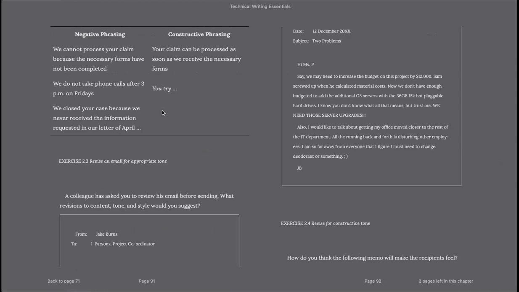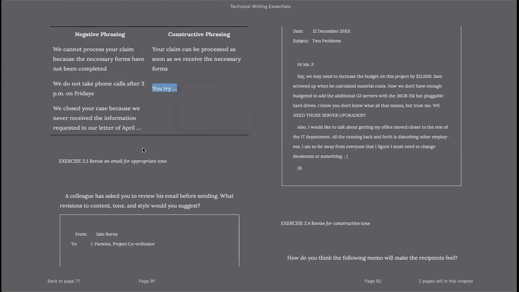Negative phrasing is detrimental, honestly. If I say, for example, "we can't process your claim because the necessary forms have not been completed," it means I'm blaming someone. The constructive phrasing instead would be, "your claim can be processed as soon as we receive the necessary forms." What does it mean? It means you didn't do it, and please do it. Does that make sense? Yes. Excellent. And "we do not take phone calls after 3 p.m." You can say, "you may contact us between this time and that time," instead of the negative.